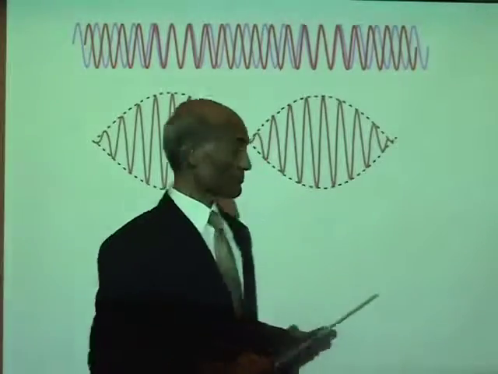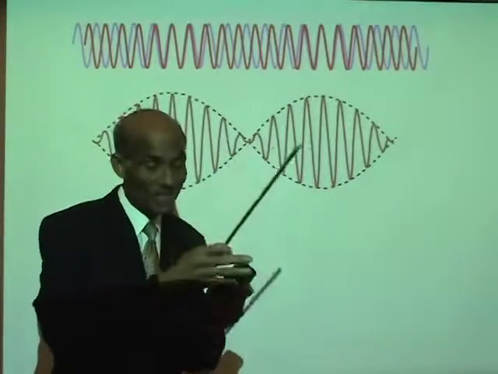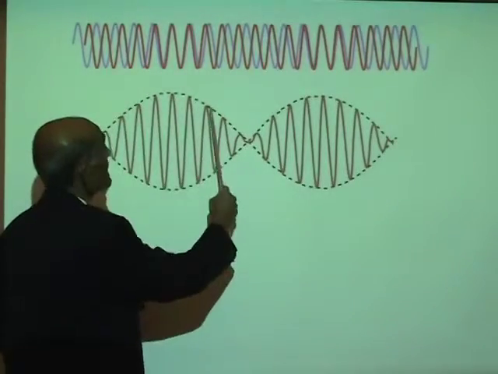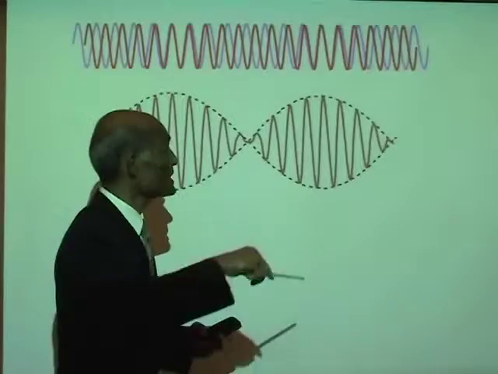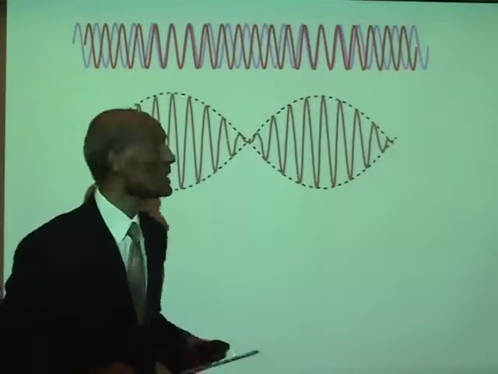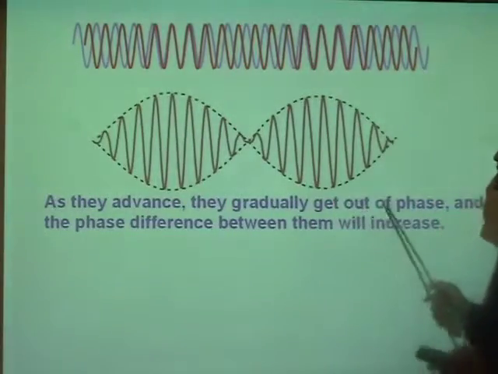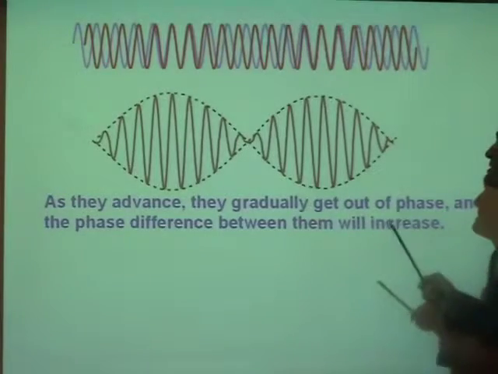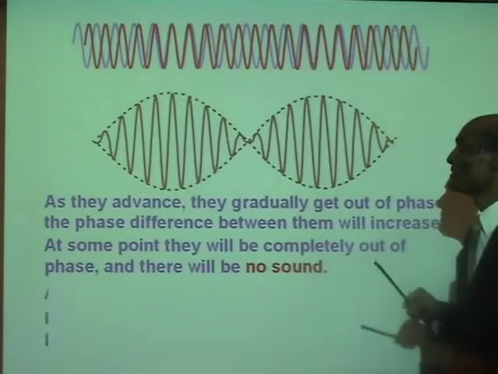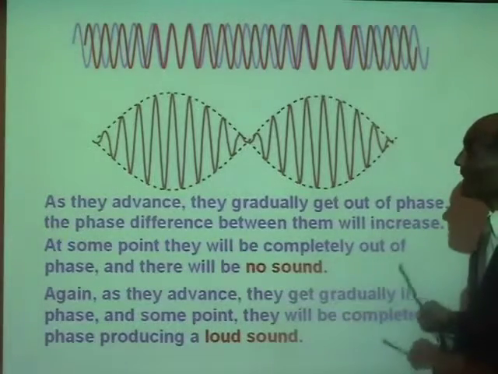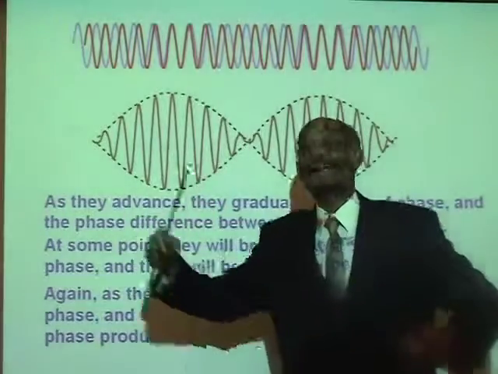So a sound of frequency 12 Hertz, another of 10 Hertz, advancing together will get in phase and out of phase how many times a second? 2 times a second, producing 2 loud sounds and 2 low sounds. Alright, so as they advance, they gradually get out of phase and the phase difference between them will increase. At some point they will be completely out of phase and there will be no sound. Alright, and then as they advance again, they get in phase, you get a loud sound.